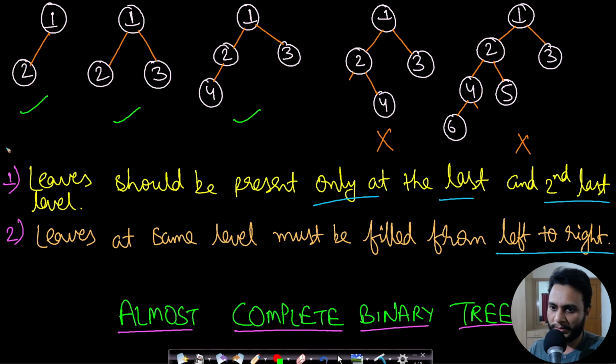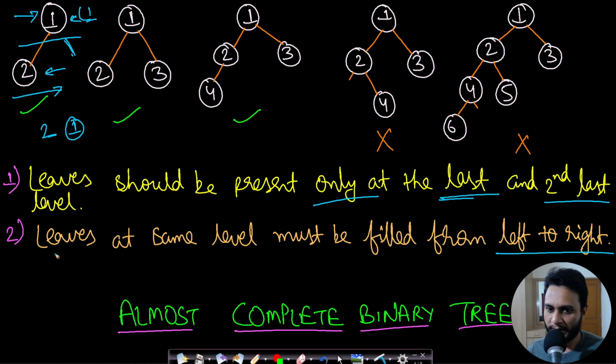In the first example you will see that this is the last level, because the depth is 2. So the second last level will be depth 1, which is this L1 level, okay. So till the L1 level the tree is entirely filled. At the last level the tree should be filled from left to right, and this is correct because if 2 would have been the right child of this 1, then this would not have been an almost complete binary tree. But since 2 is the left child of 1, we are following the property that leaves at the same level must be filled from left to right.